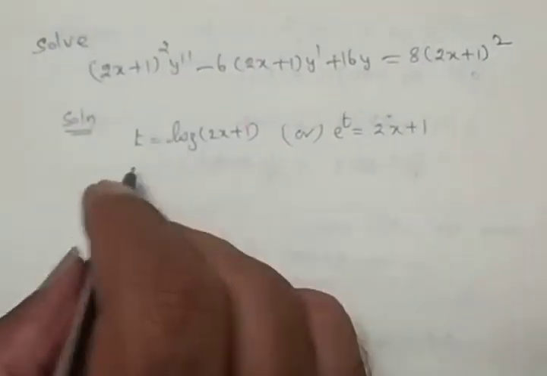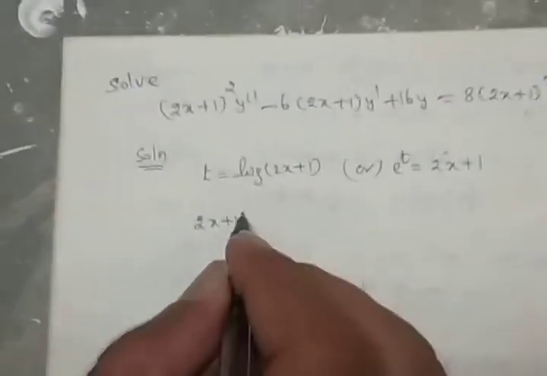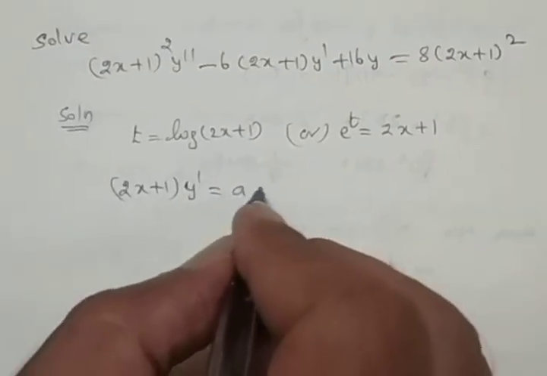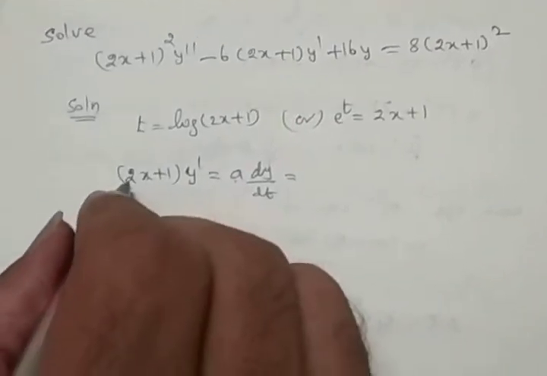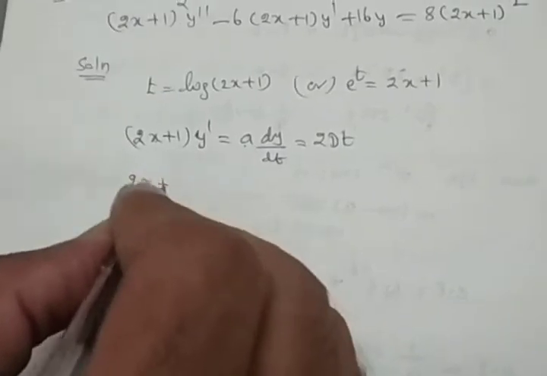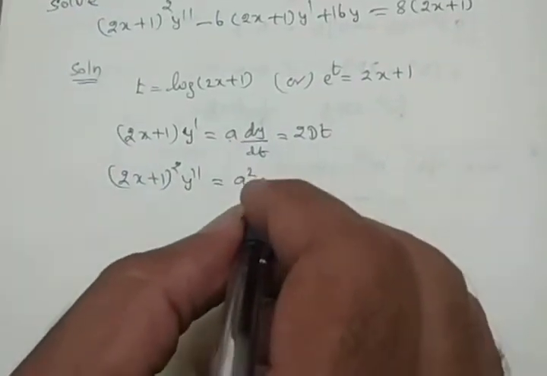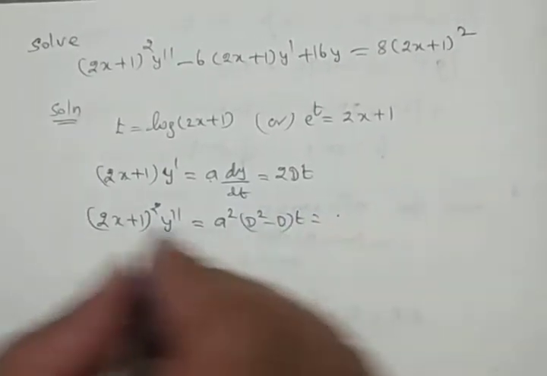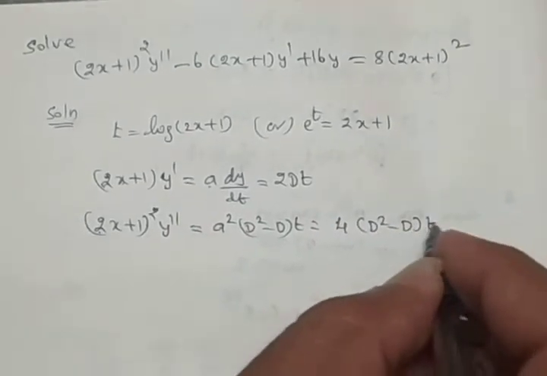Now we know that 2x plus 1 into y dash can be written as a into dy by dt. So here a is what? Coefficient of x, a is 2 D. 2x plus 1 whole square into y double dash can be written as a square into D square minus D of t. So a square is what? A is 2, so it is 4 D square minus D of t.